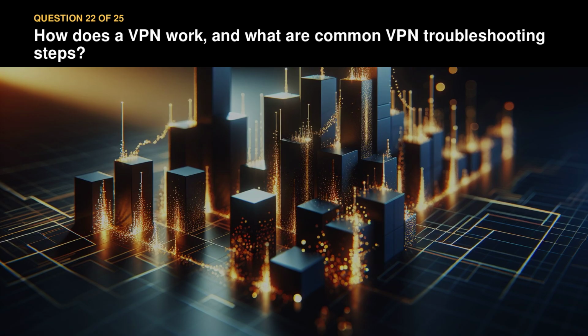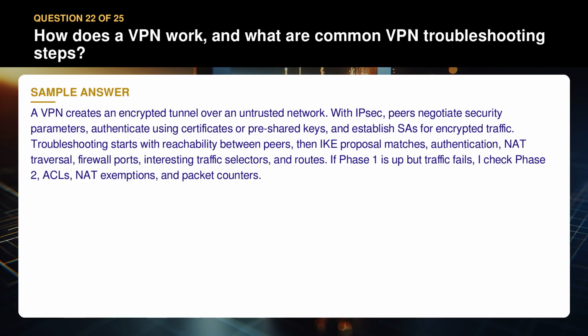Question 22. How does a VPN work, and what are common VPN troubleshooting steps? A VPN creates an encrypted tunnel over an untrusted network. With IPsec, peers negotiate security parameters, authenticate using certificates or pre-shared keys, and establish SAs for encrypted traffic. Troubleshooting starts with reachability between peers, then IKE proposal matches, authentication, NAT traversal, firewall ports, interesting traffic selectors, and routes.